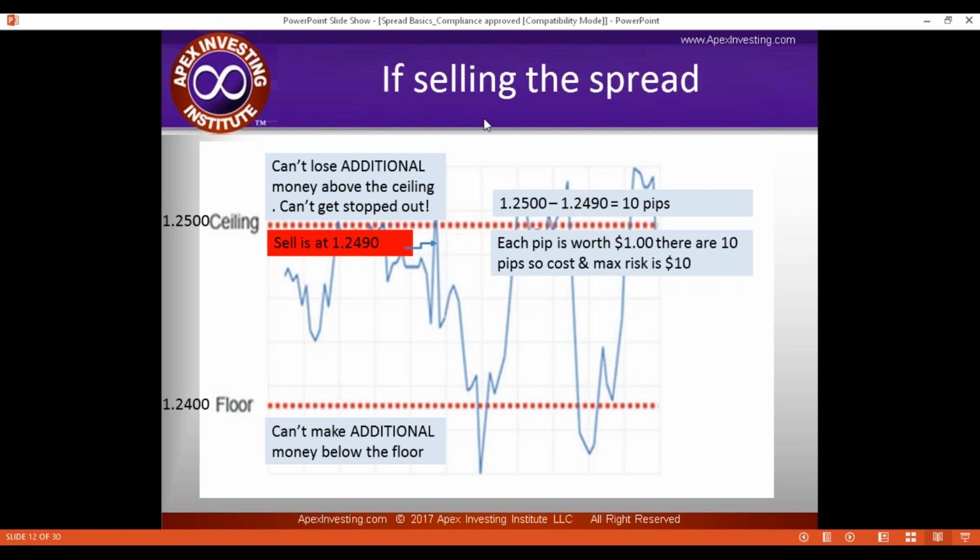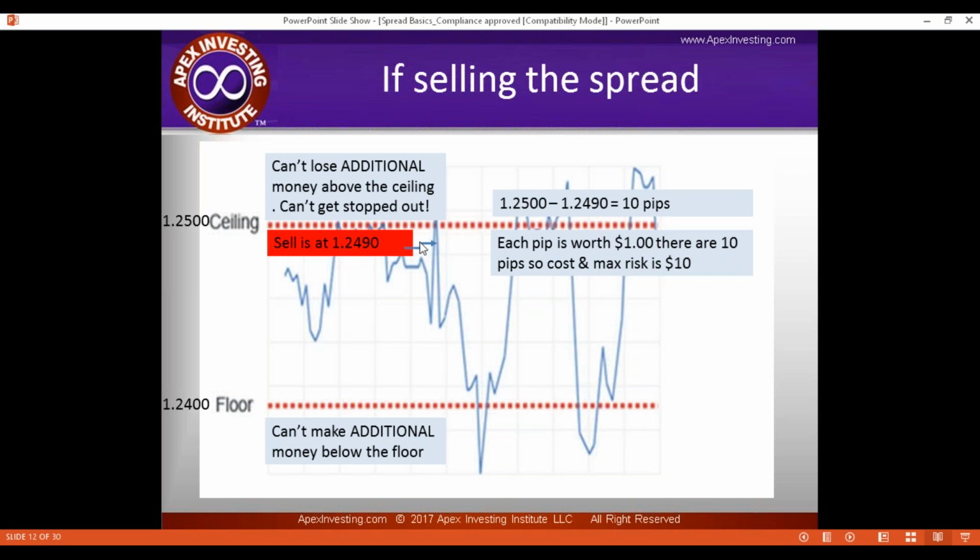Okay, we've got a couple of mixed answers here, because I kind of threw you a loop there. So if I sell right here at 2,490 and it goes against me 50 ticks, yes, each pip or tick is worth $1, but where is my risk capped? I have a floor and a ceiling. I can't lose additional money above the ceiling.